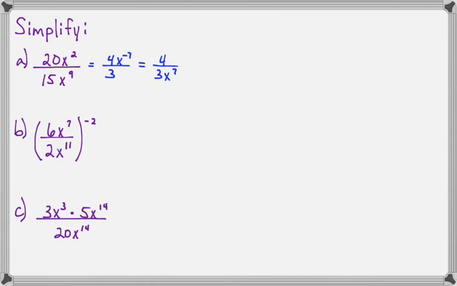But I have another way I would like for you to think of this. You can still go ahead and think of the 20 over 15 as a fraction that can be simplified, so that'll make 4 over 3. But now think of it this way. X squared really means x times x. And x to the 9th really means 9 of these.